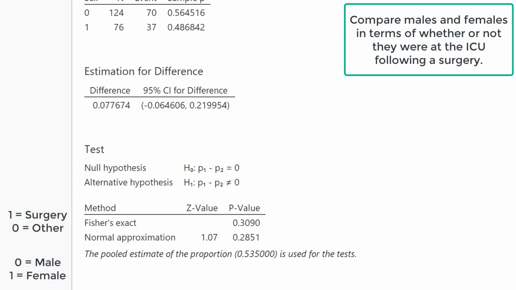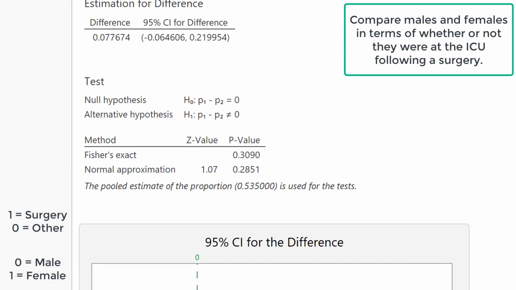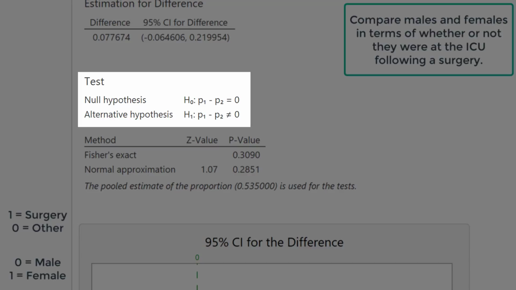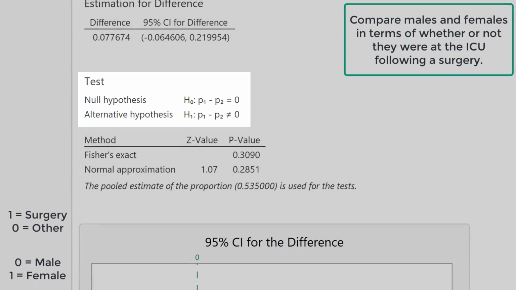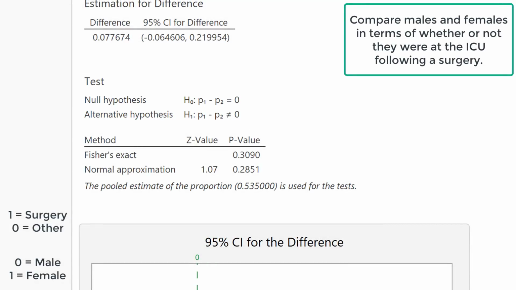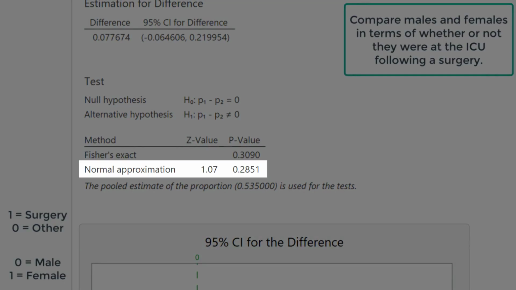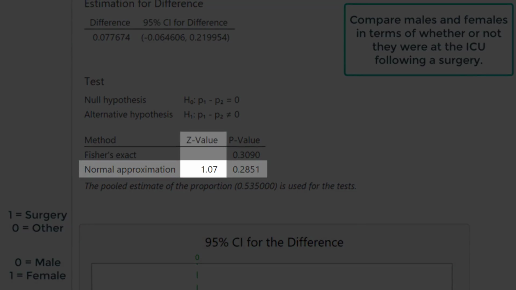We scroll down. Minitab Express has written out the hypotheses here. So we've completed step 1 of the 5-step procedure. Step 2 is to compute the test statistic. Assumptions were met, so we're going to use the normal approximation method. Our z-test statistic is 1.07.